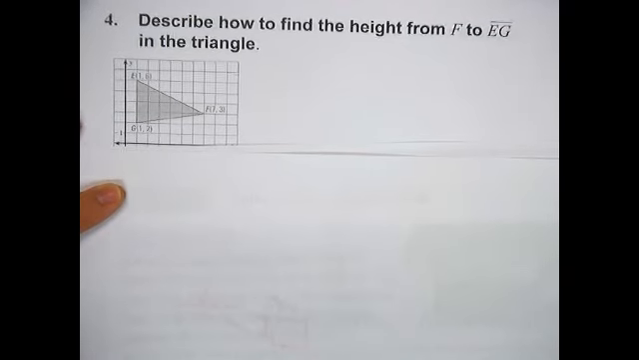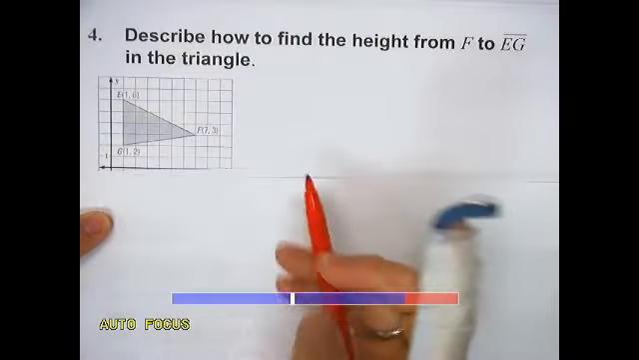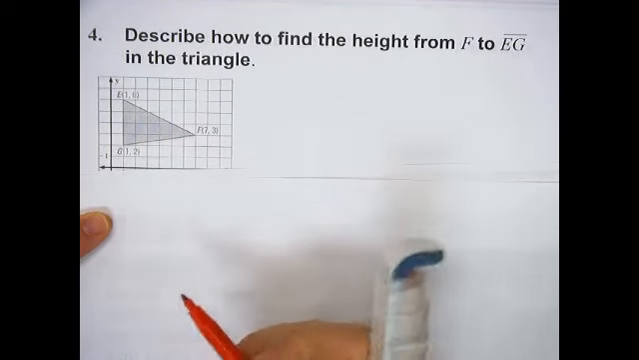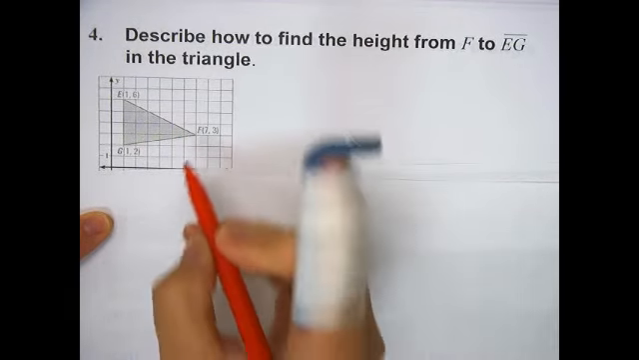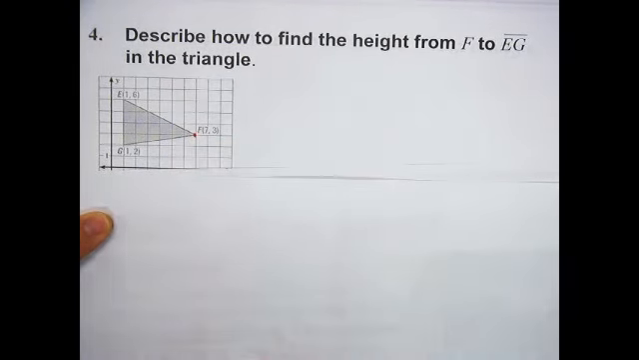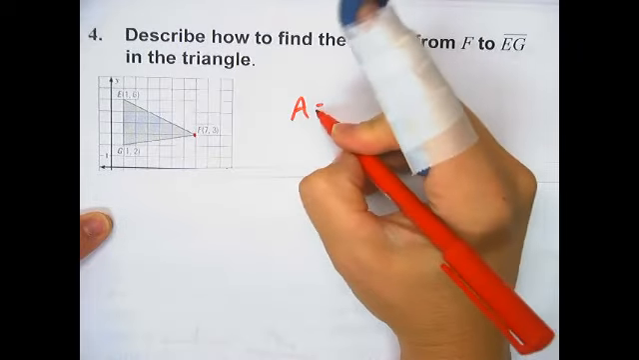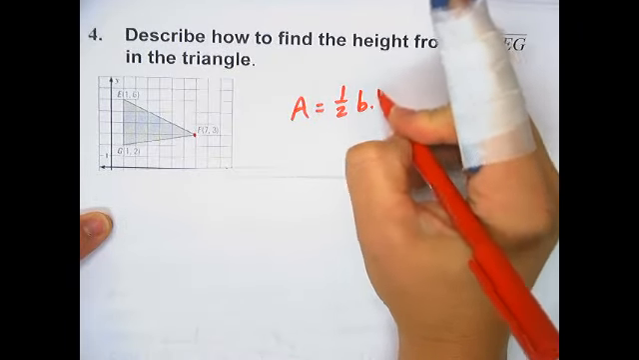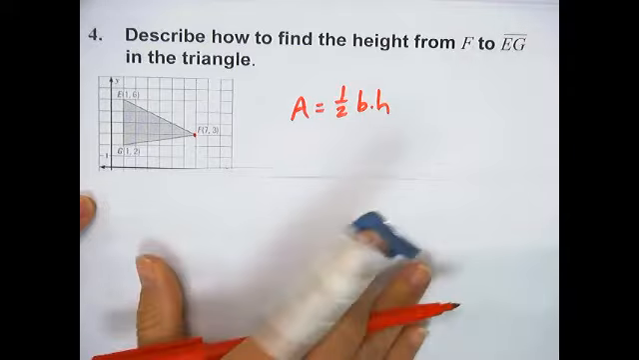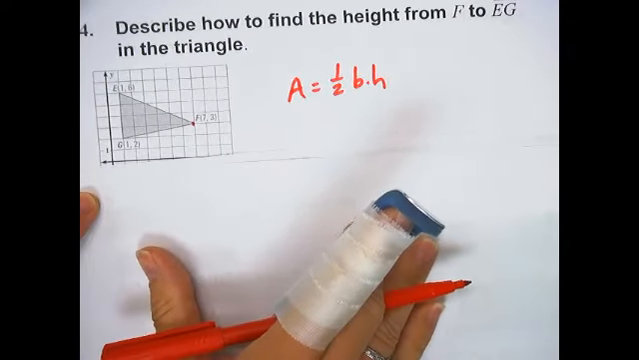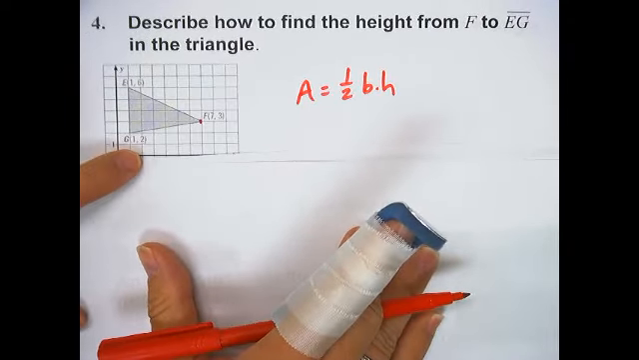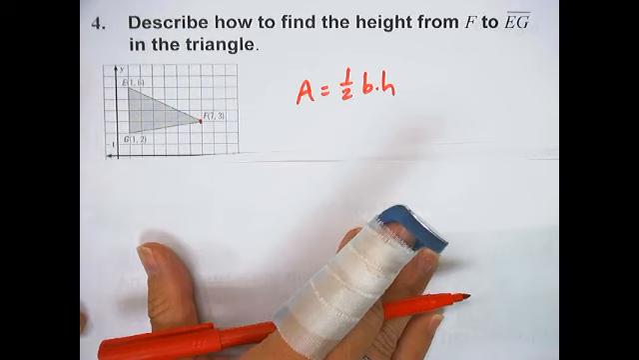Okay, the next question I want you to consider is something that looks like this. Describe how to find the height from F to EG in the triangle. Remember that the area formula for a triangle is 1/2 base times height.